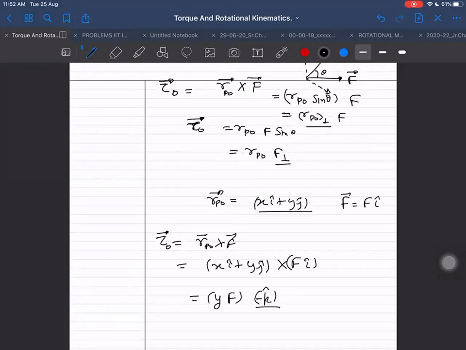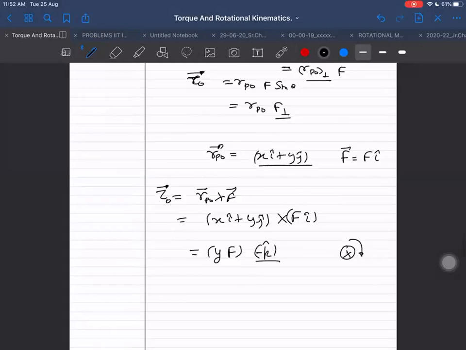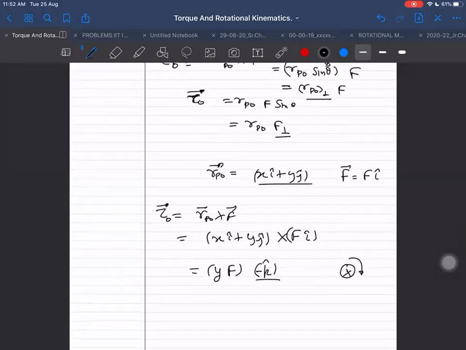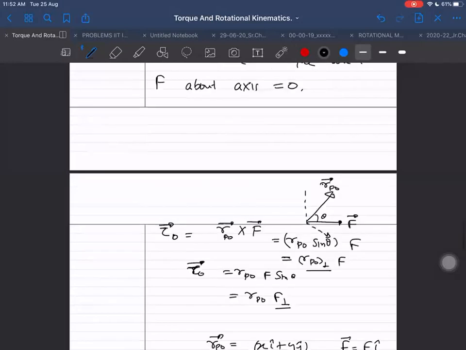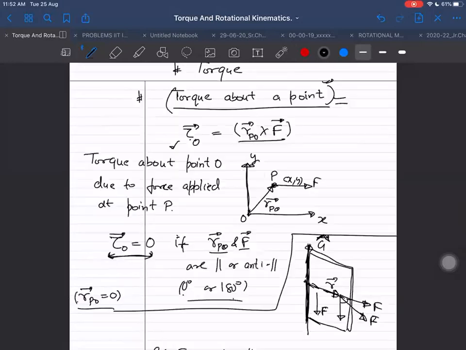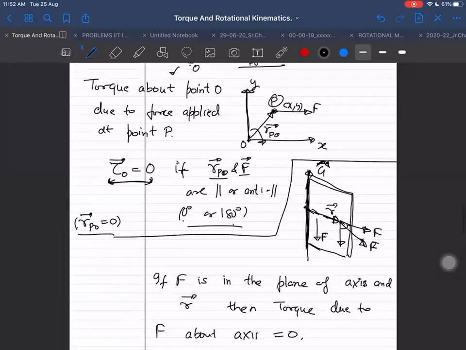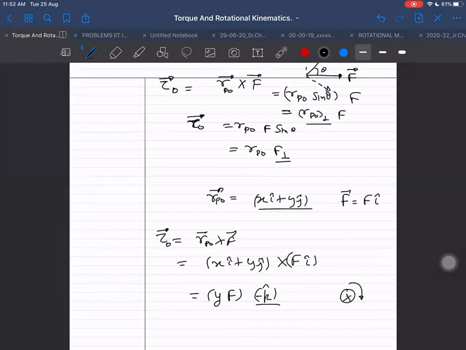Now observe, what does minus k cap mean? What is this direction? Minus k cap means into the plane, inwards. This is the direction of the torque, into the plane. So what do you mean by into the plane? Imagine that I have this particle here, this point here. Into the plane means clockwise. We can call into the plane as clockwise.